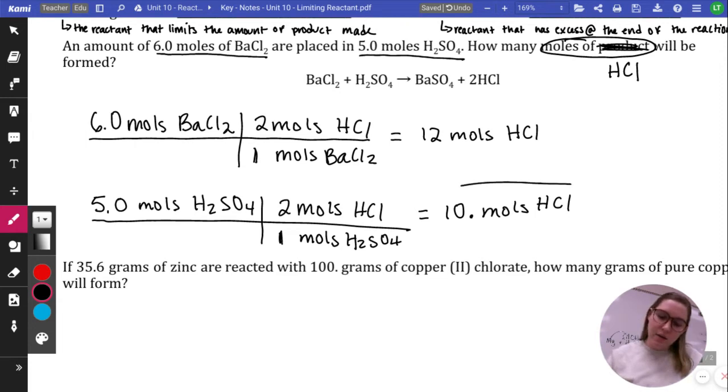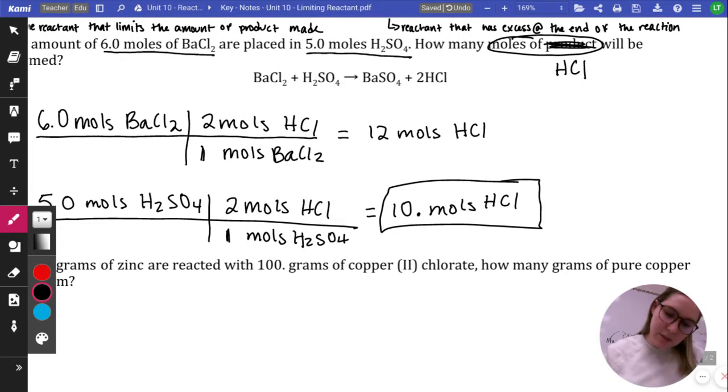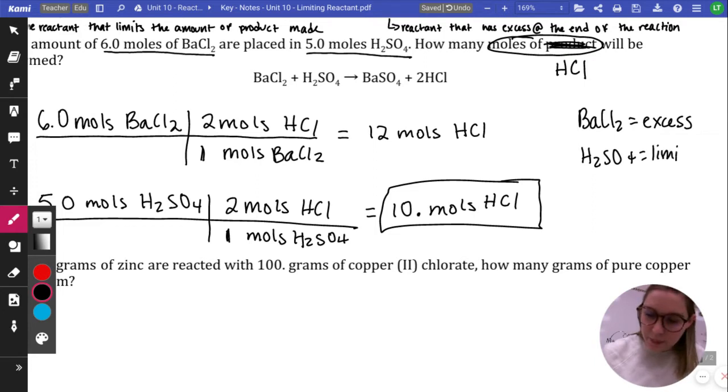So my answer would be that I can make 10 moles of HCl because it's smaller. So then H2SO4 would be my limiting reactant, and BaCl2 would be my excess reactant. So BaCl2 equals excess, and H2SO4 is my limiting reactant.